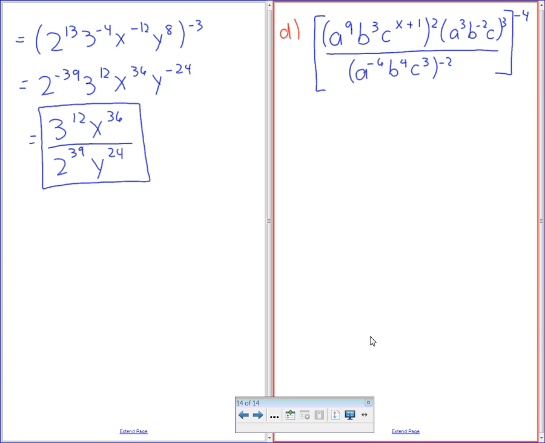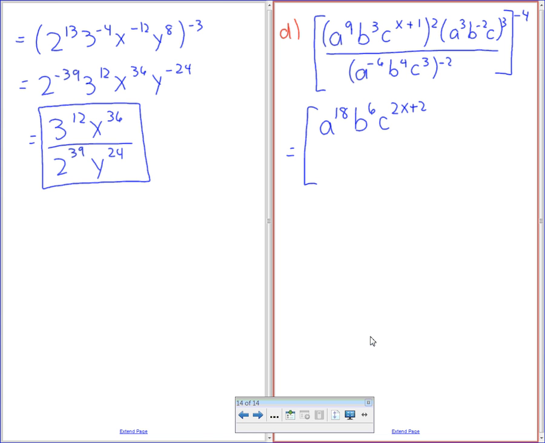Yeah, Luke, go ahead. You want to distribute the first 2 into the first bracket. Good, go ahead. A to the power of 18. Yeah, B to the 6. And C to the 2x plus 2. Okay, good. And again, we talked about that before, right? The 2 multiplies by the entire thing.